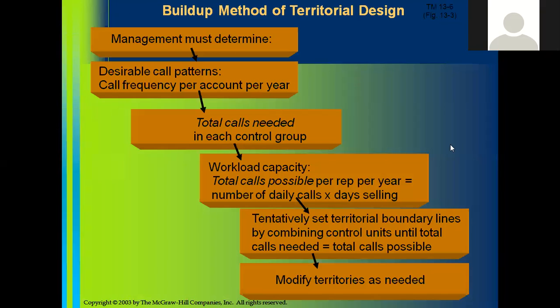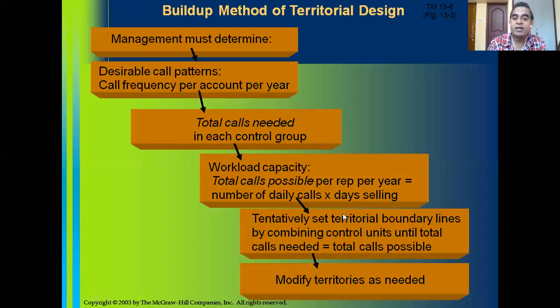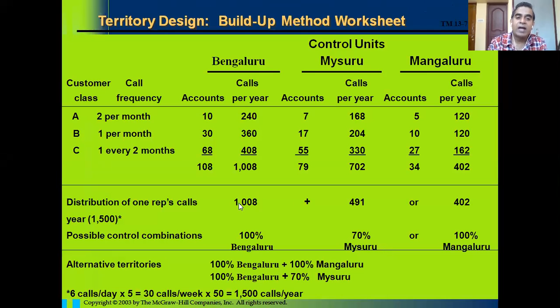So this way, tentatively set territorial boundary lines by combining control units until total calls needed equal total calls possible. And I have also told you what is not shown here: if there is a territory or control unit where approximately 1,500 sales calls are possible, then that one control unit alone can be considered as one territory.